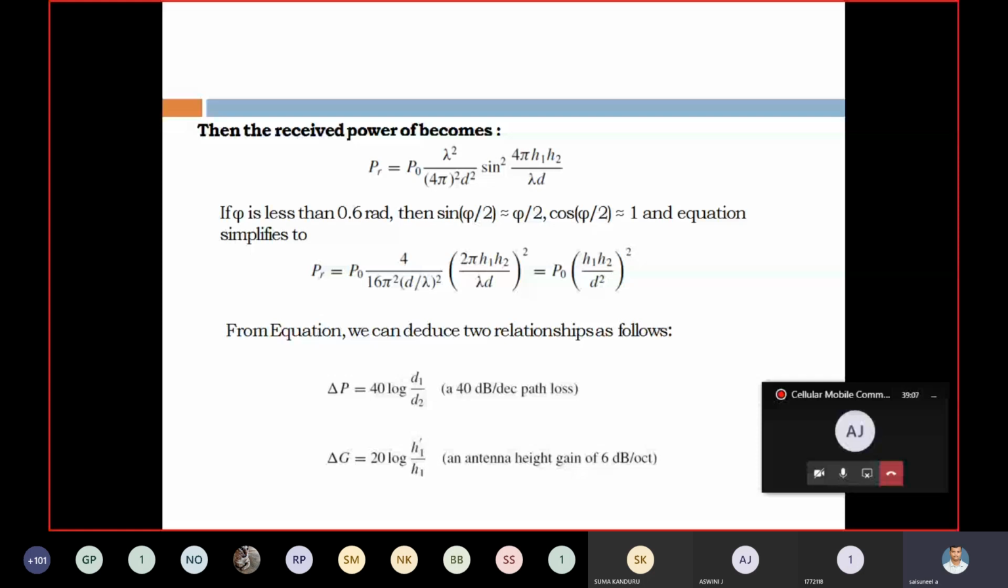The final received power depends on the transmitted power, the heights of the base station and mobile station, and the distance between the base station and mobile station. From the above equation, we finally get delta P, which depends on 40 log d1 by d2, and delta G equal to 20 log h1 dash by h1. How much is the power difference? And delta G dash, for the height case, is equal to 10 log h2 dash by h2 for the mobile station. This is for base station heights, and this is for the mobile unit.